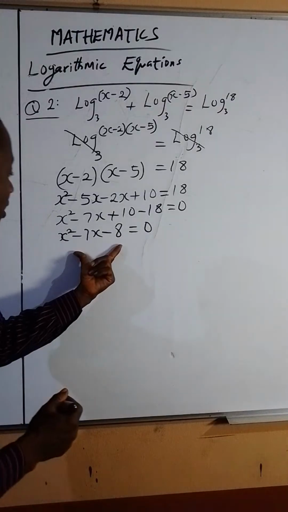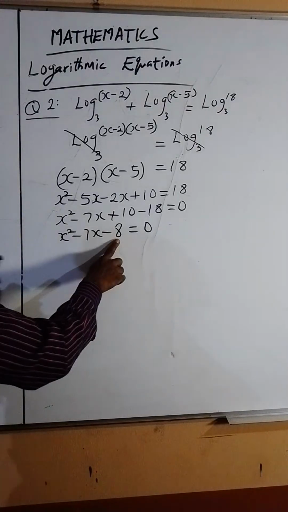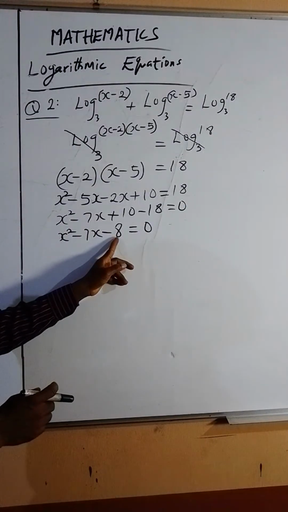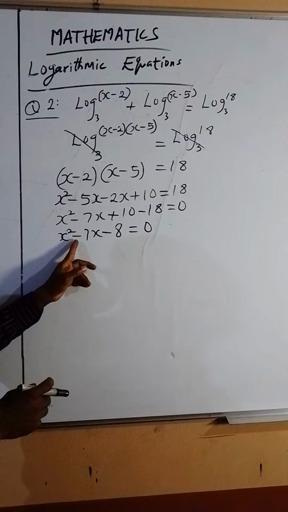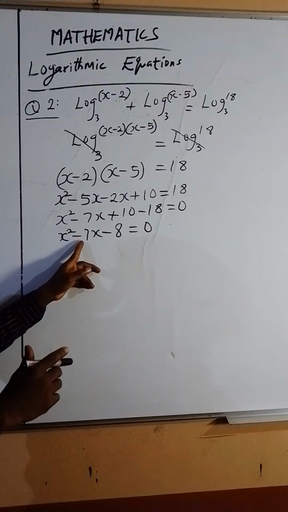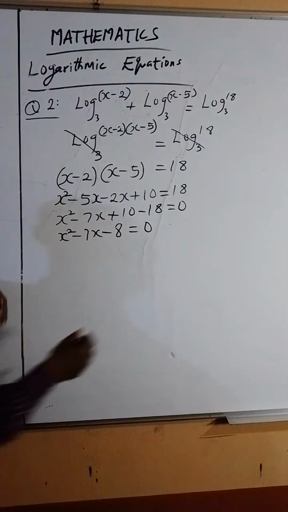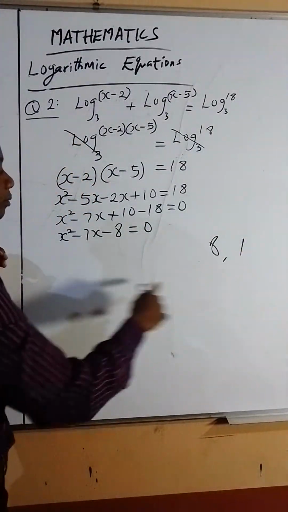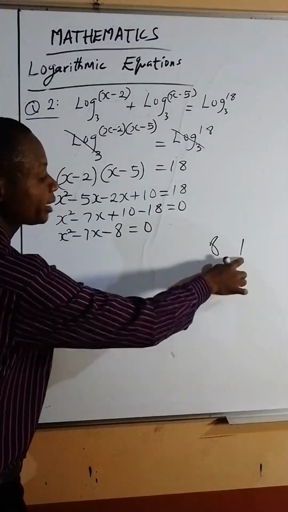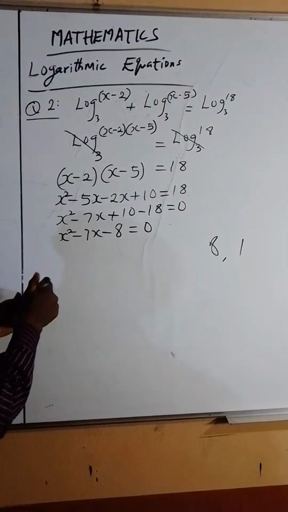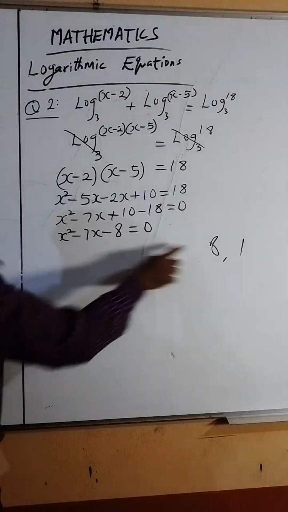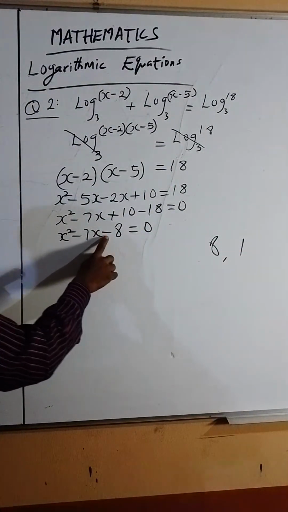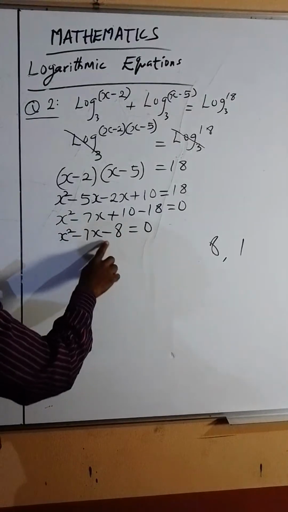Now the question is this: what are the two numbers that will be multiplied to give minus 8, then when we add them together, we get minus 7? So the answer is simple. We have 8 and 1. Okay, 8 and 1. You can see that the difference between 8 and 1 will give us 7. So one of them will be minus and one will be plus. Now the question is which of them will take minus and which will take plus?